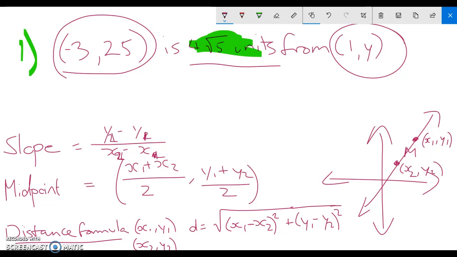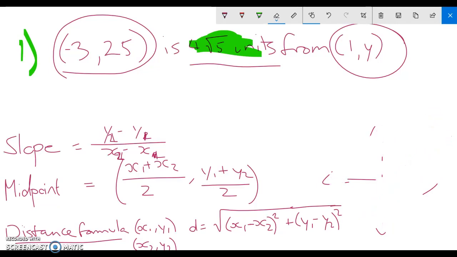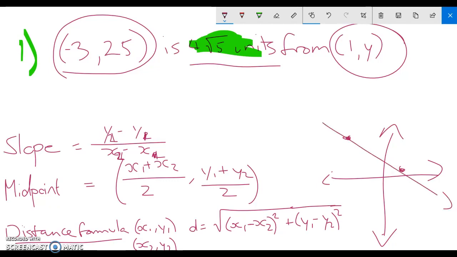So when we get a question like this, the first thing I always want you to do is draw a diagram. I really want to see diagrams in tests. Please draw diagrams. It is worth the time it takes to do this. It doesn't really take that long. You've got -3, 25. You don't have to make it look pretty. It doesn't even have to be to scale. But a diagram will help you.